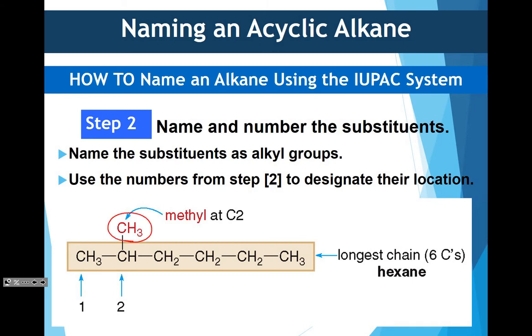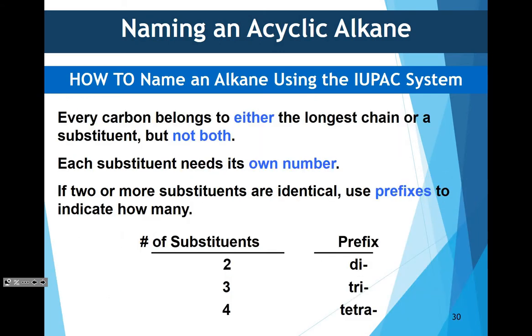This right here is a methyl group. It's a 1-carbon group that's attached to a bigger strand. Okay? So it's coming off number 2. So the methyl's coming off number 2, and the longest chain is hexane. So we're going to put all that together.